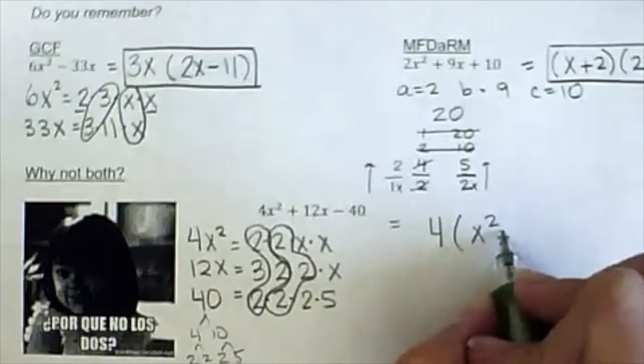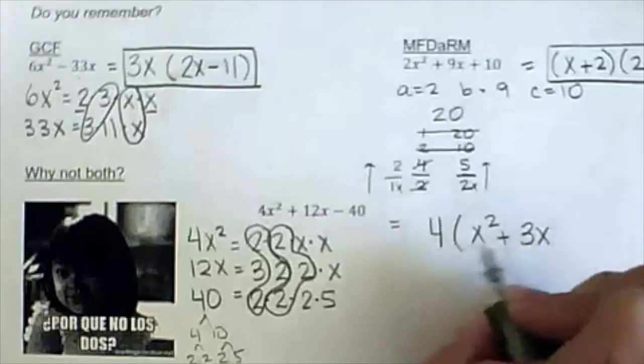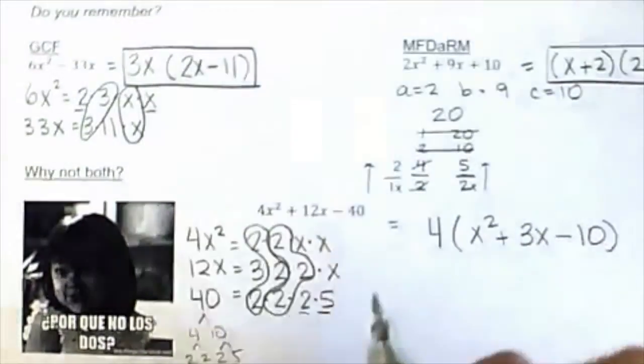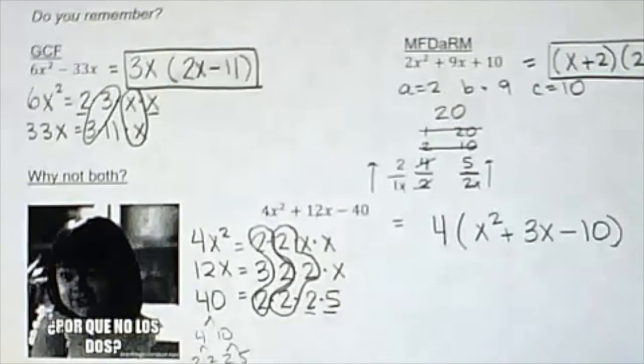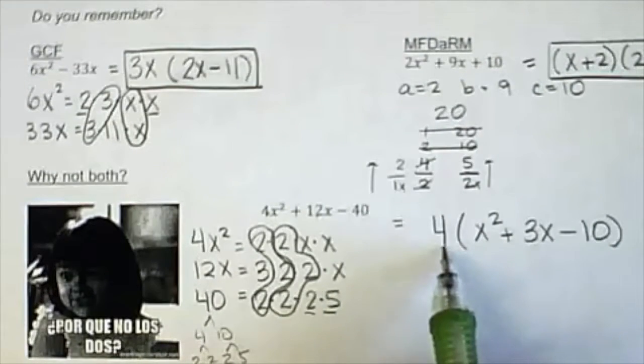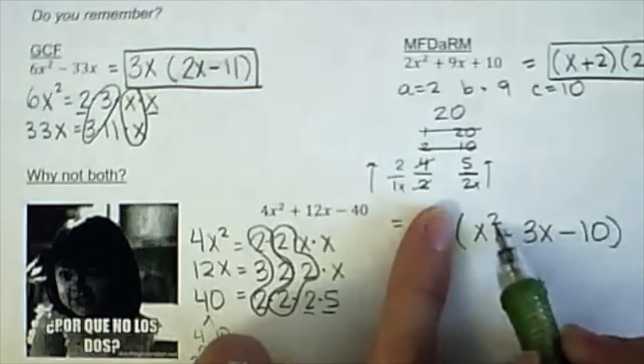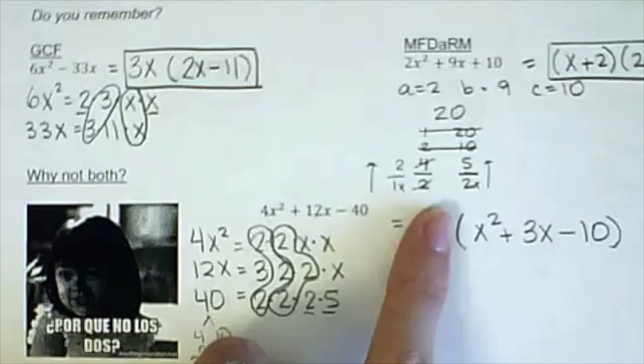Then I write what's left. So x squared minus 3x, plus, there was plus in between, and now minus at the end. 2 times 5 would be 10. You may be able to just look and check. If you took a 4 out, you may be able to say what's left over and get that same answer.